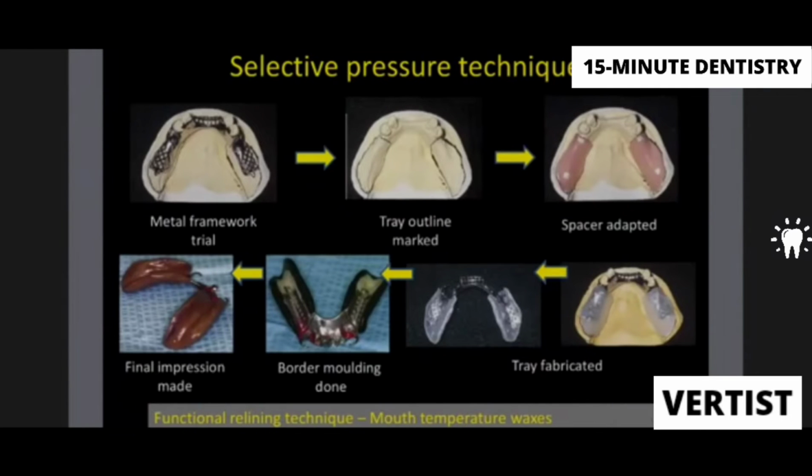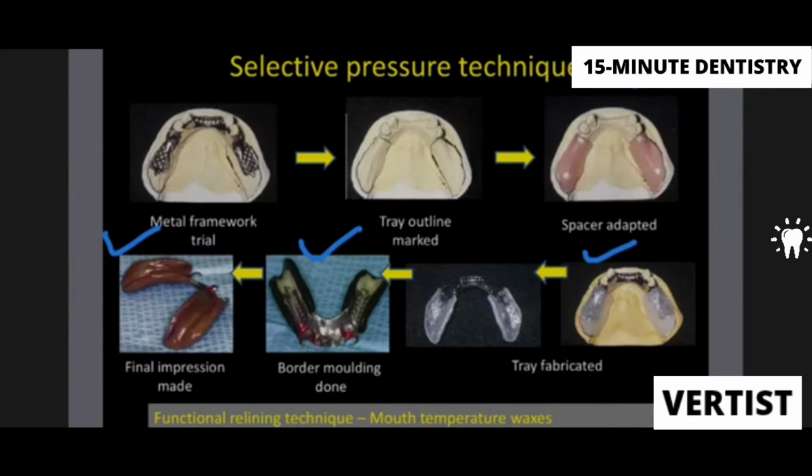Functional relining. Now, what do we do in functional relining? There's no tray or anything. You have to have your entire framework. Over your framework, you outline. Then, as you see on your right, you adapt a spacer here. You make a tray after the spacer. Then you do the border molding. And then finally, you do your functional impression with mouth temperature waxes or with selective pressure. As I told you, you use zinc oxide eugenol impression paste, non-eugenol paste, or light body elastomers.